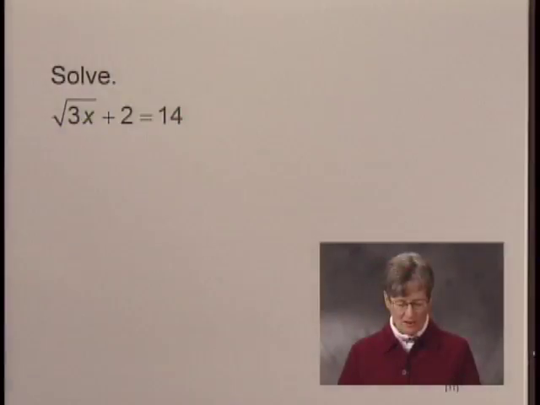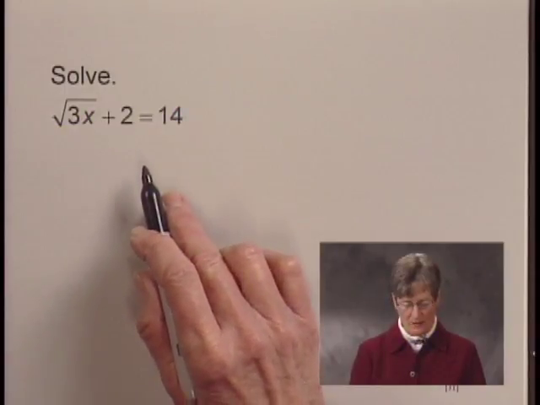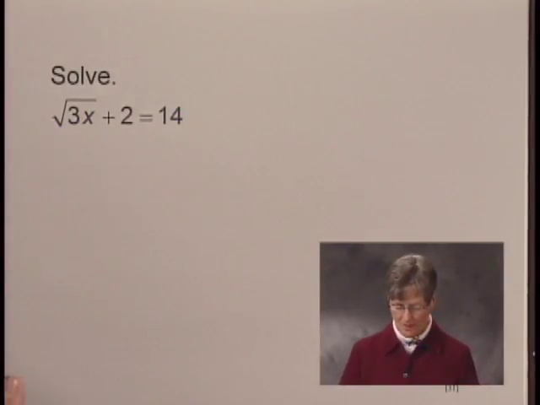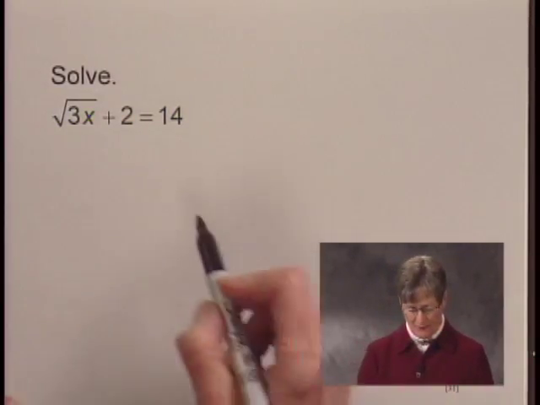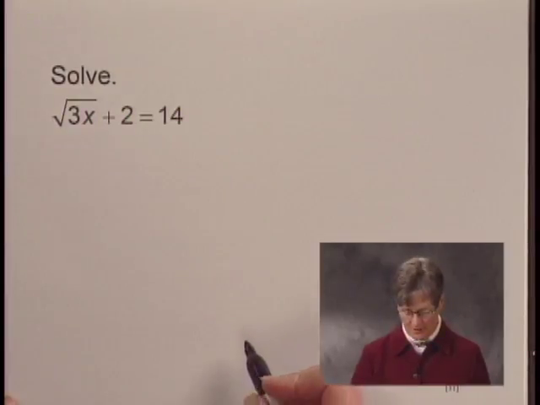In this exercise, we'll solve a radical equation. We have the equation, the square root of 3x plus 2 equals 14. Now, the first thing that we want to do is to isolate the radical on one side of the equal sign. And I can do that for this equation by subtracting 2 on both sides.